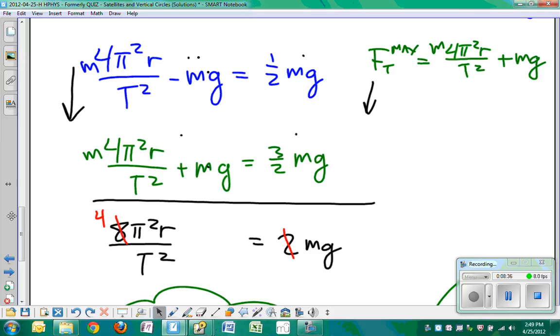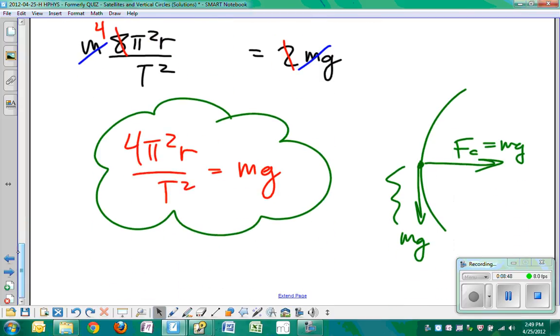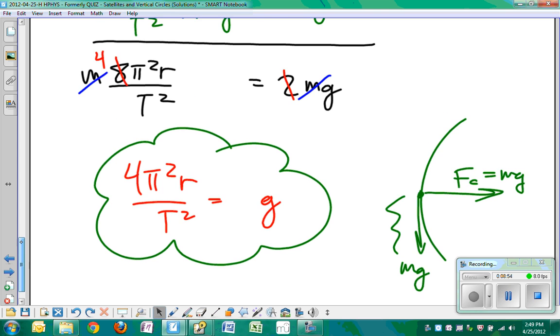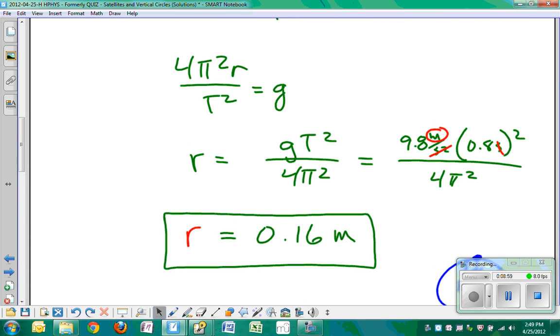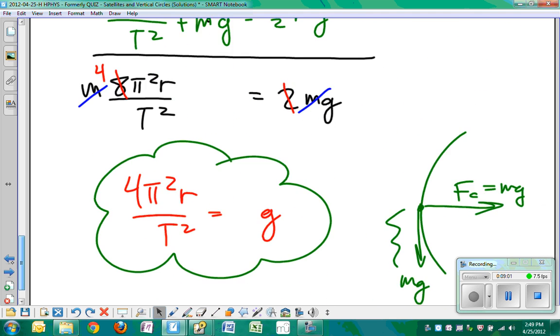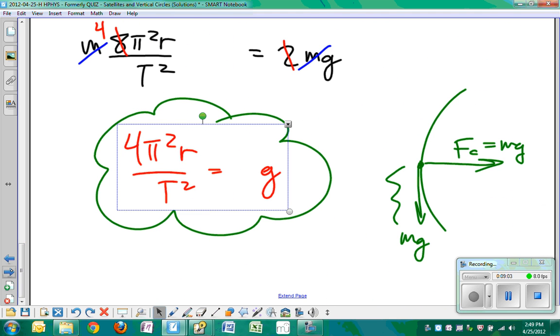You can cancel them out at any point. So here the m is here, because I hadn't canceled it out yet. And we'll go ahead and cancel it out at this point. And we'll just see that g is equal to 4 pi squared r over t squared, not mg. Okay? So that's the same place we were when we calculated and found out that it was equal to 0.16. Here we have 4 pi squared r over t squared is equal to g. All right.